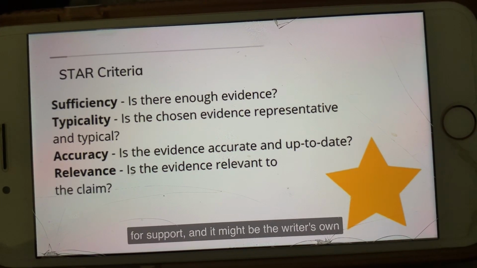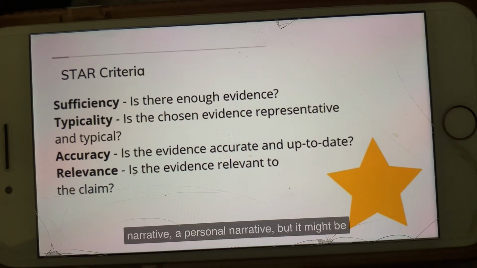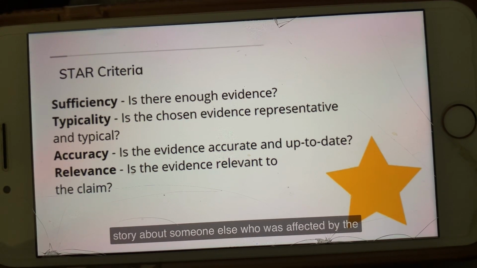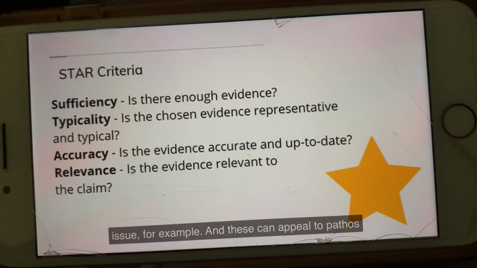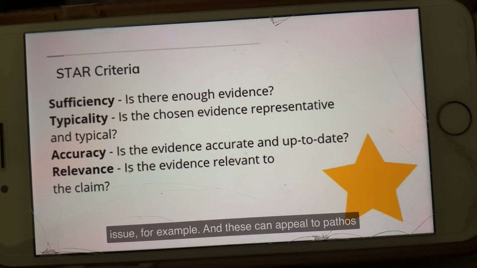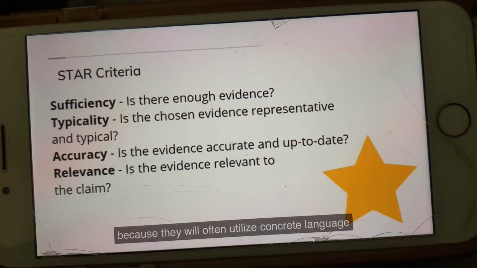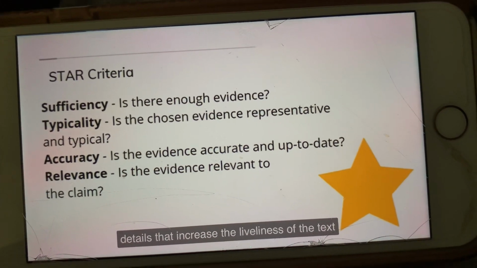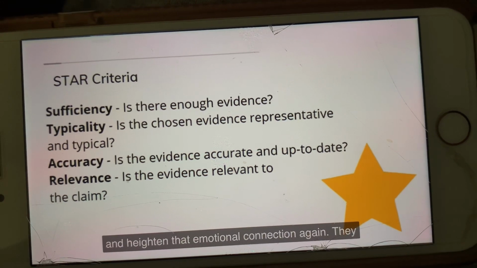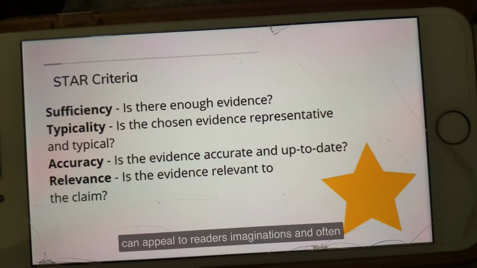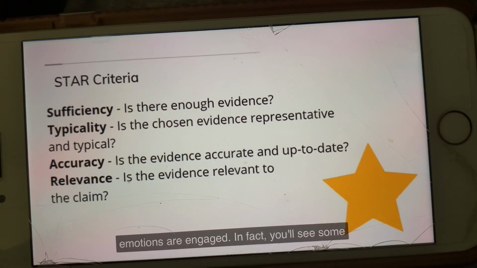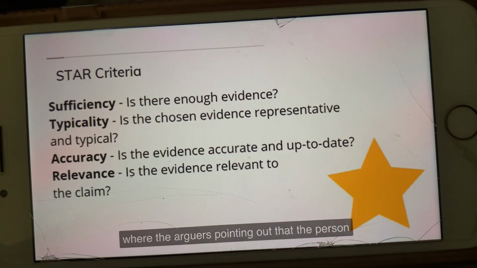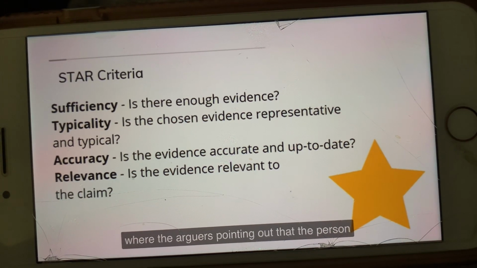Typicality, is the chosen evidence representative and typical? Is it perhaps a large enough sample size, or does it span enough of the geographical scope, for example, so that we can trust the information that's being presented? Is it accurate? Are there no errors? And is it current? Is it up to date? And then relevance, is the evidence actually clearly connected to the issue that's being argued? That's not always the case. And so that's something that you want to be careful of when you're writing your own argument. You want to notice when you're evaluating someone else's.